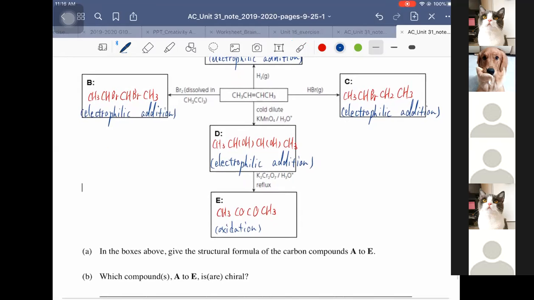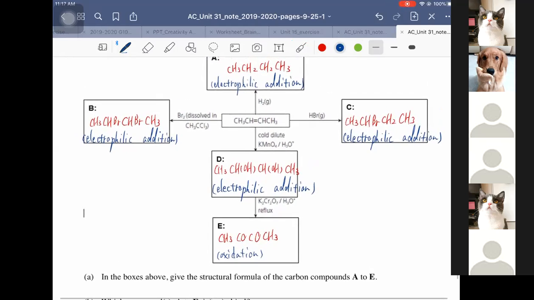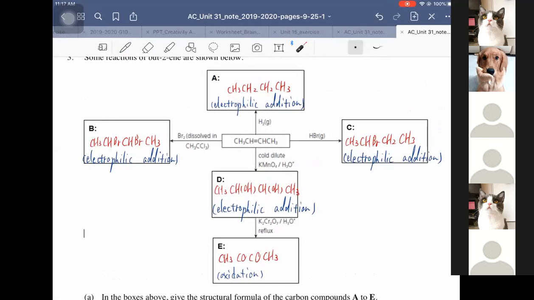Okay, so next one, which compound A to E is or are chiral? Take a look at the first one. Remember, in order to be a chiral molecule, it has to be attached to 4 different atoms or groups of atoms. But for molecule A, you can see even the middle two carbons are attached to 2 identical hydrogens. So there's no chiral carbon in this molecule. Okay, so A is achiral.